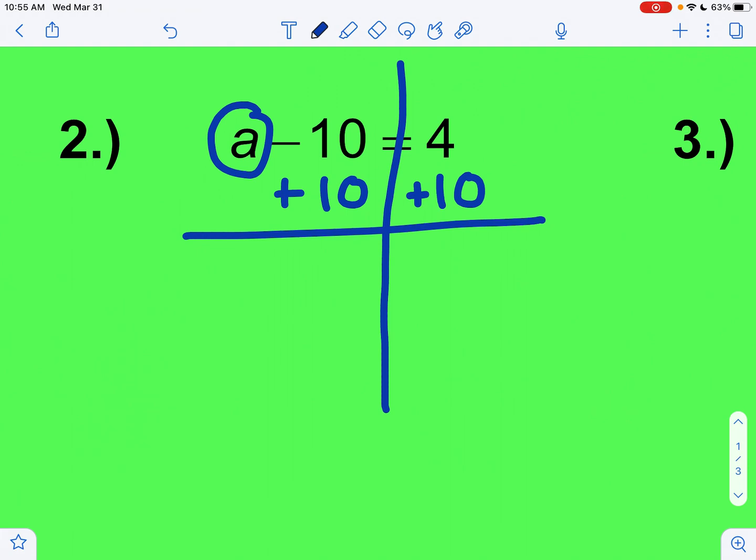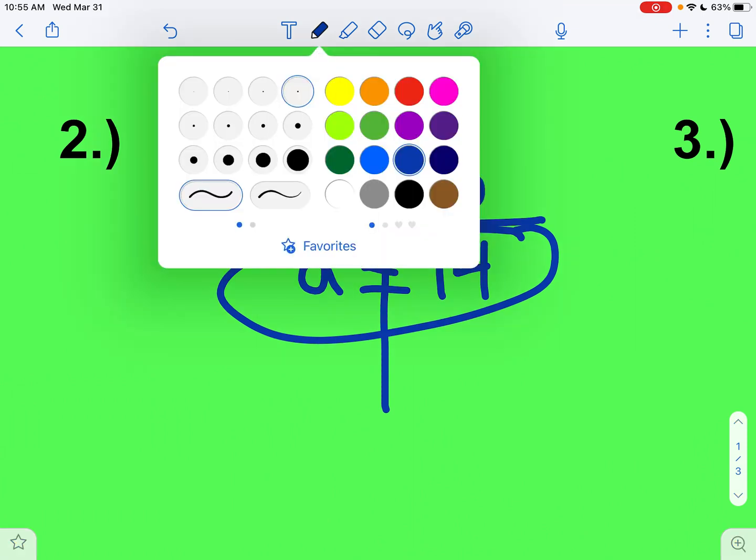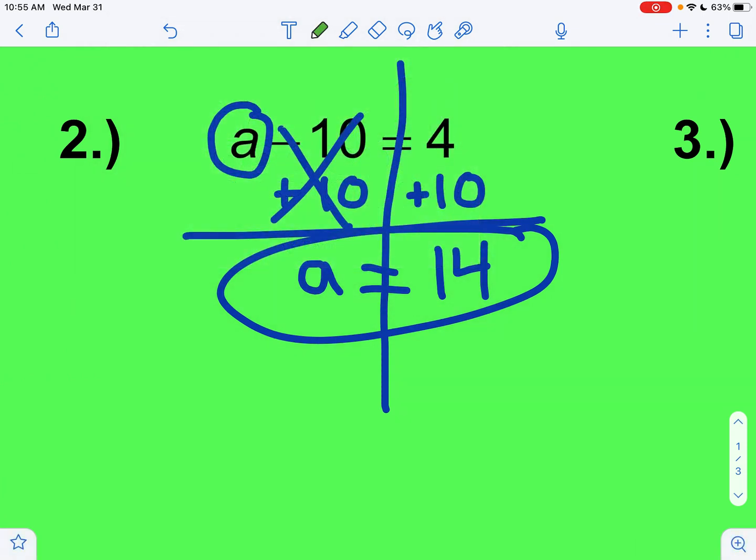Alright, so let's go ahead and subtract negative 10 plus 10, or 10 minus 10. That's 0. So we can go ahead and cross that off. That's just 0. So we're left with just a on the left-hand side. Now we're taking 4 plus 10, which is 14. And that's our answer. So now let's just double check our work.